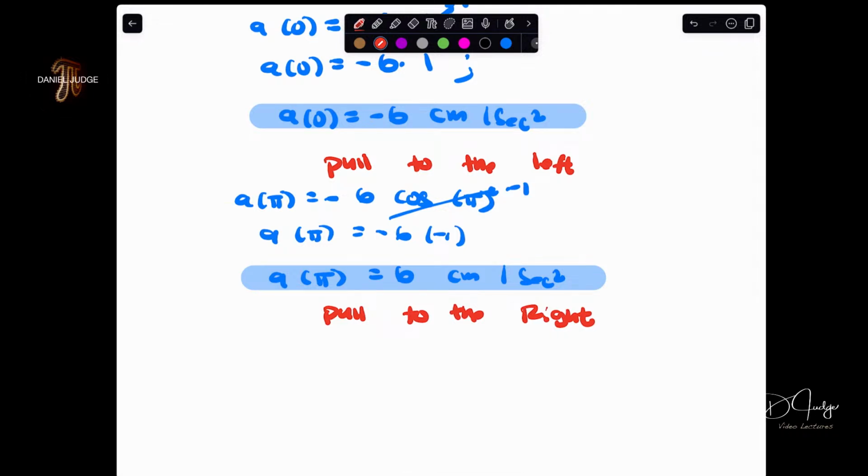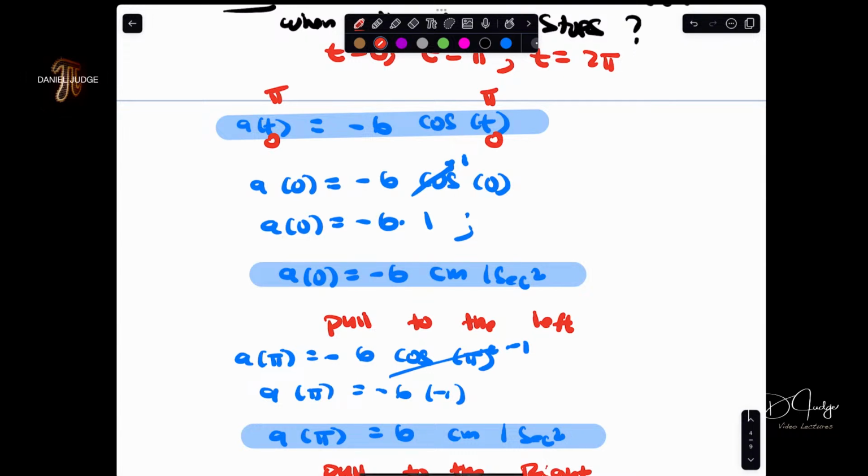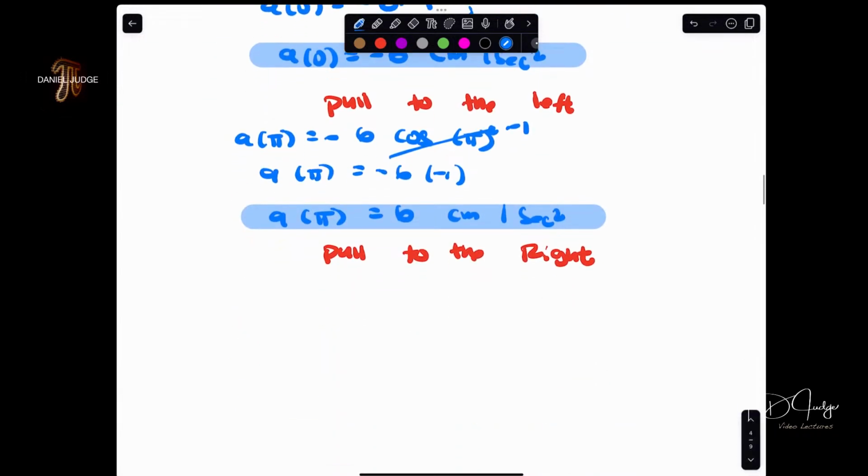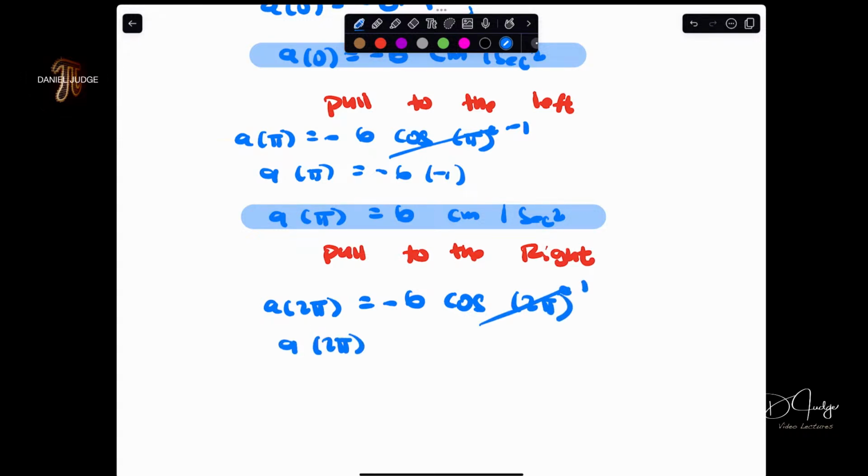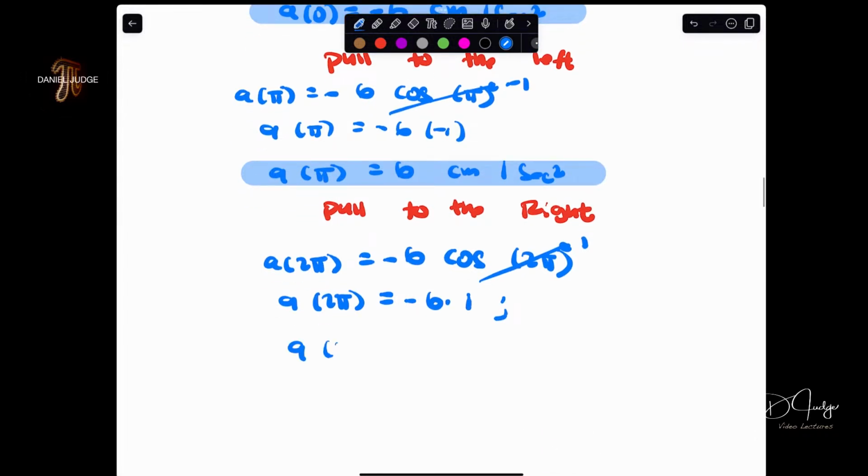Positive acceleration. Say, okay, what about at 2 pi? Well, plug in 2 pi now. So you get your acceleration going to be negative 6 cosine 2 pi. Well, cosine 2 pi is 1. So at 2 pi, we get negative 6 times 1. Your acceleration at 2 pi will be negative 6 centimeters per what? Second squared.